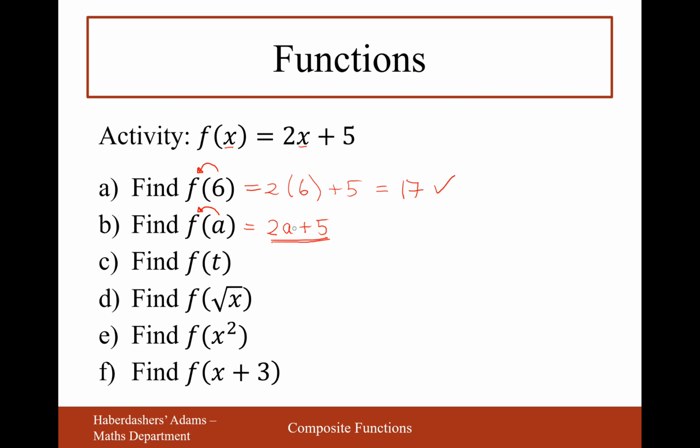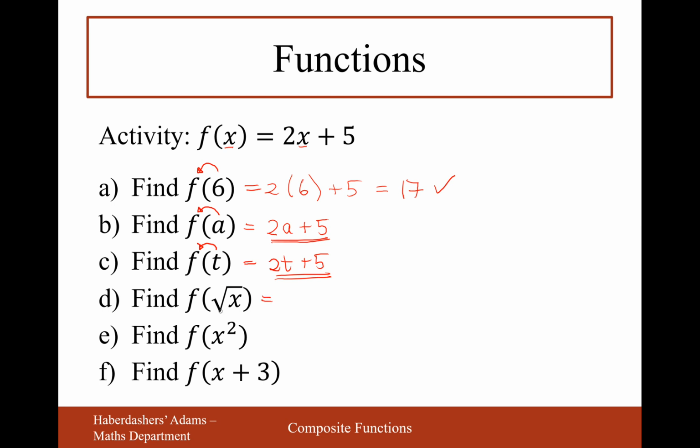If you didn't know how to do part B and you gave up on the rest of them, then I'll pause the video and have a go at the remainder before I go through them. So now we'll put t into the f function. So we're going to replace x with the letter t this time. So 2t plus 5 is the answer to that one.